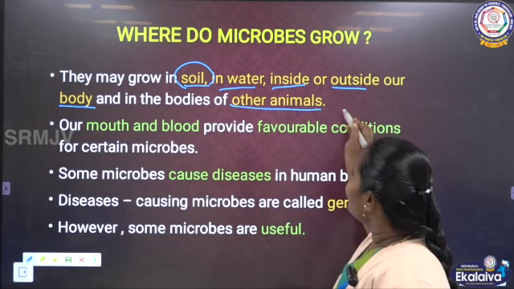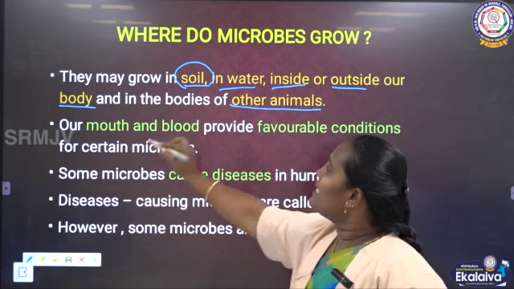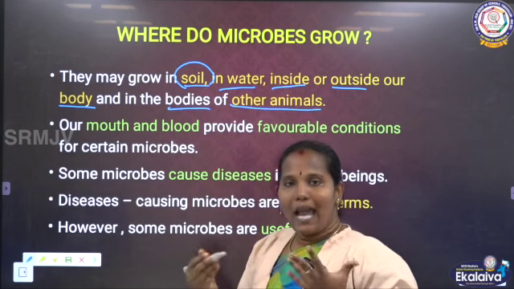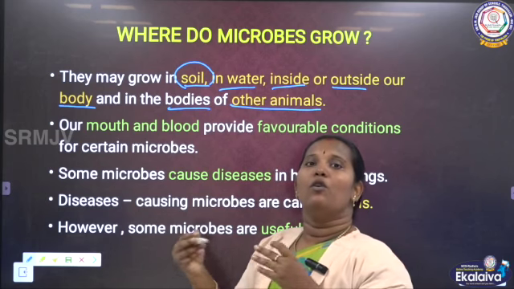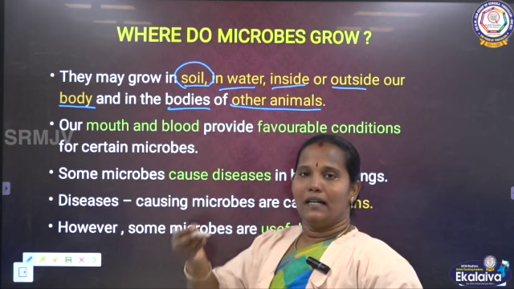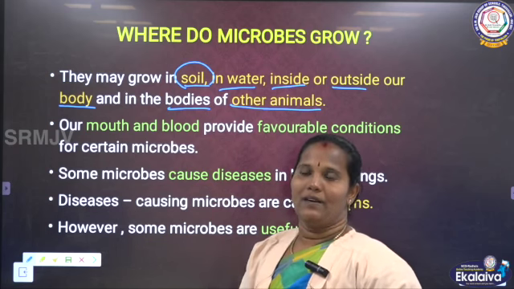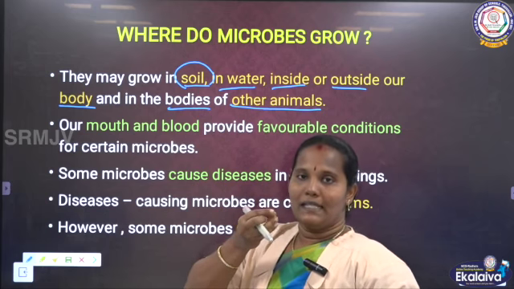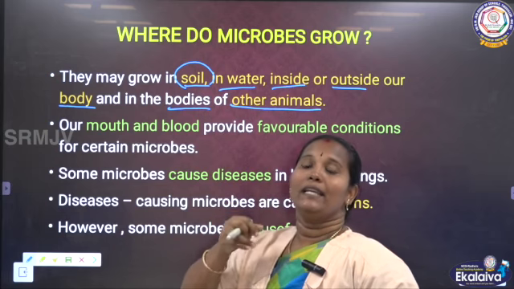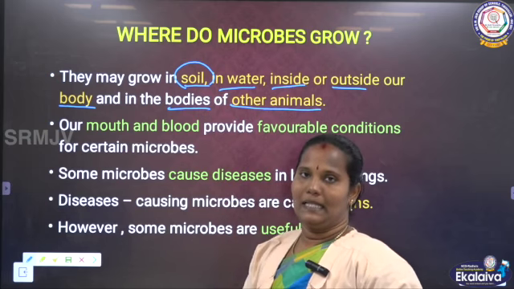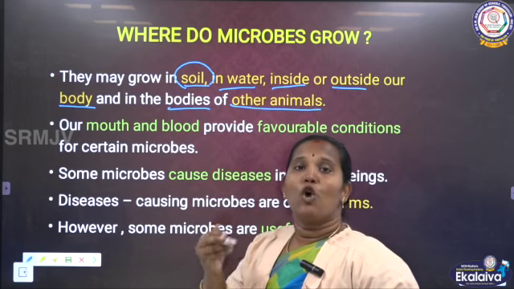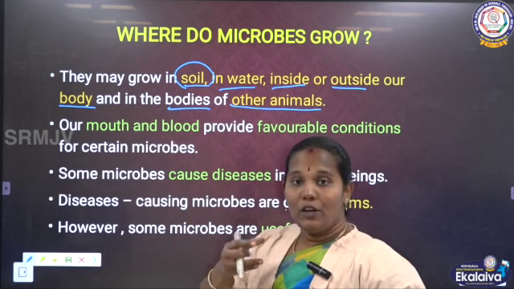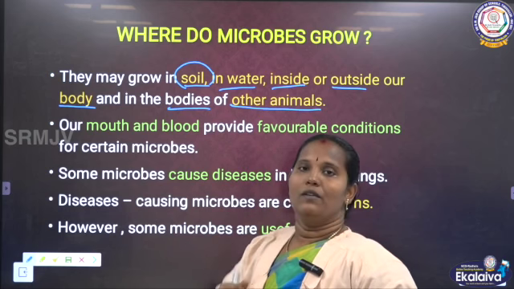And then we can see one more thing: the outside and inside of the body. Even we are also the host for the microbes. Inside our body some microbes are there. For example, our mouth. I told you, the leftover food particles are there, so bacteria can grow easily in those places. And then our small intestine, stomach, everywhere inside our body some microbes are present. They get the food and air from our host cell.